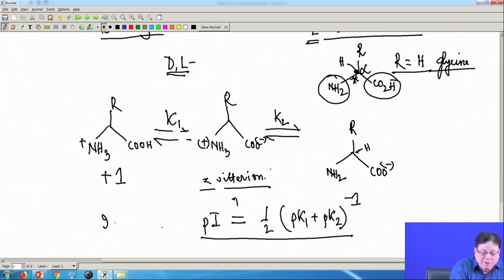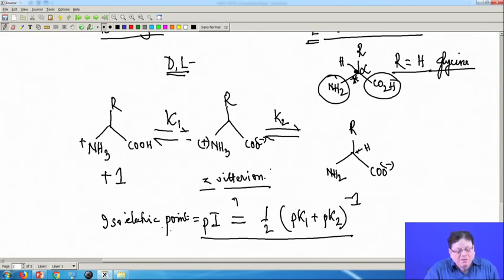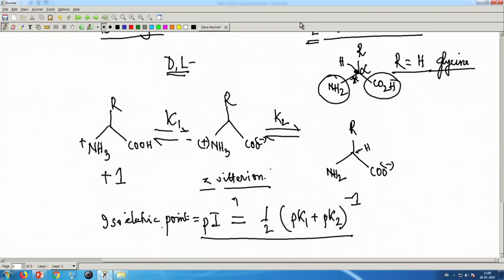Remember, pI is called the isoelectric point. It is not really a point, it is a pH. It is the pH at which the molecule is electrically neutral and does not move to either side when you apply a voltage across a matrix in which it can move. Now, this is a very important parameter of amino acids. Here I have taken the amino acid where there is only the alpha amine and the carboxy group present.